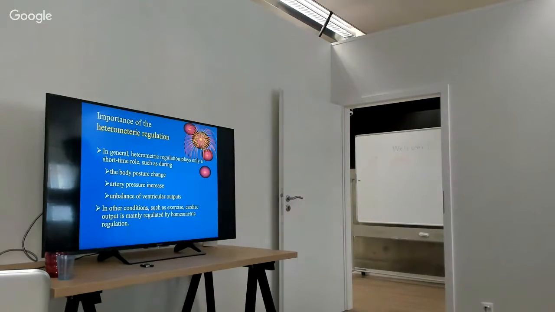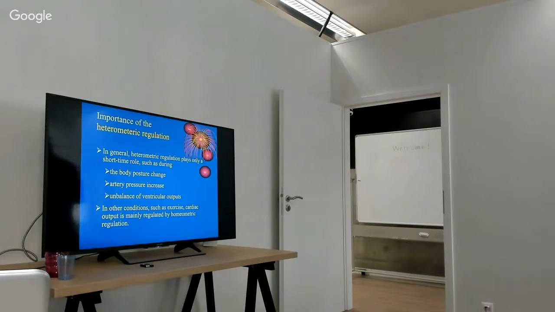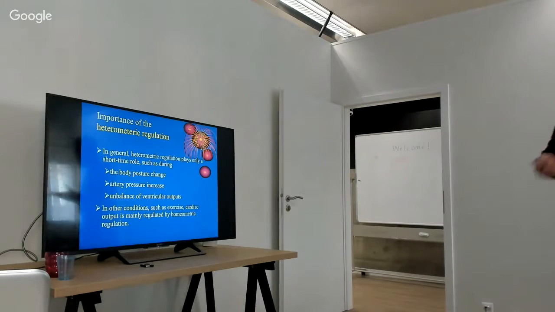When we change the preload, we are using the heterometric regulation. When we change the level of catecholamines, we are using the homeometric regulation. We don't need a change in preload to have a change in force of contraction. So we can change the force of contraction by changing the preload, or we can change it by changing the stimulation with catecholamines or drugs.